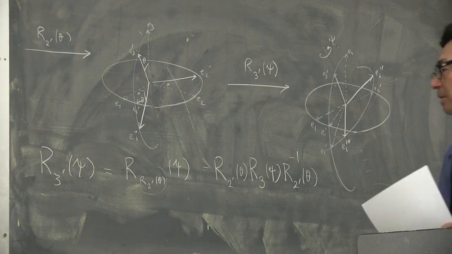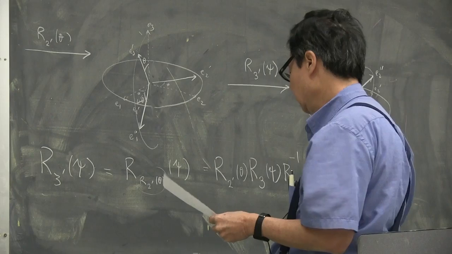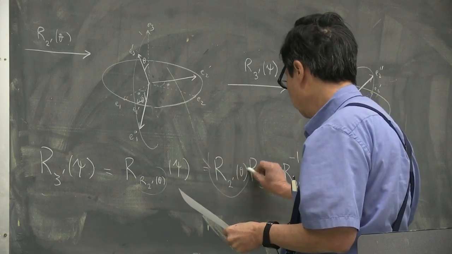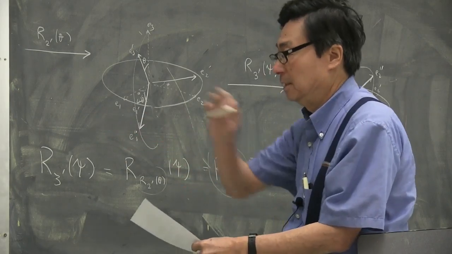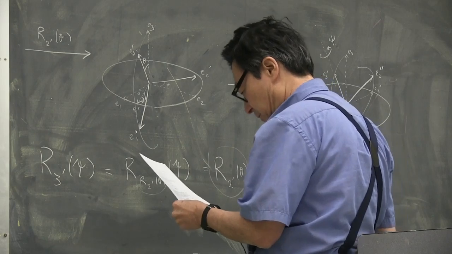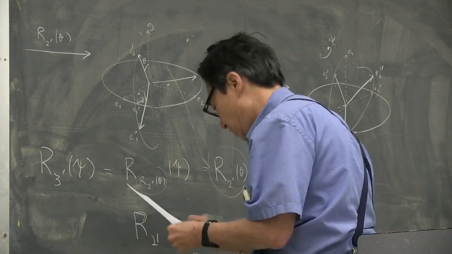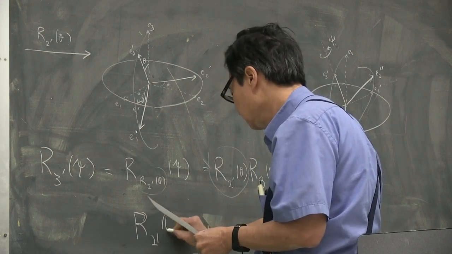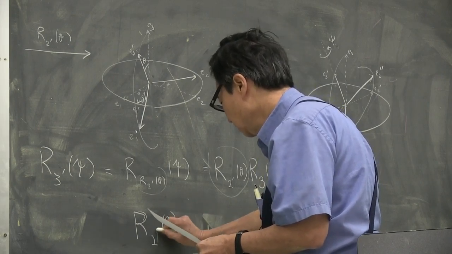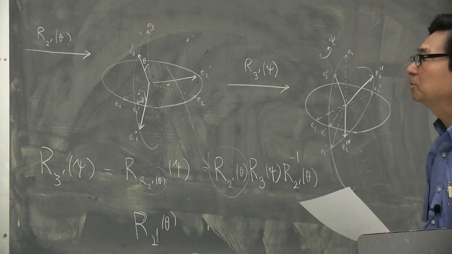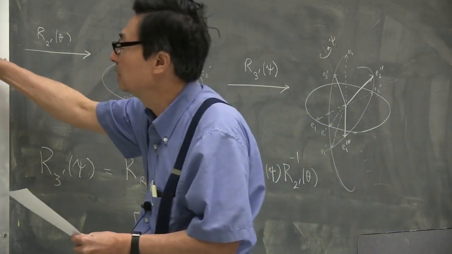I'm going to do the same thing with this element by applying that lemma again. So I'm going to write R2 prime theta. Now, what is R2 prime theta? R2 prime theta is this rotation, right?